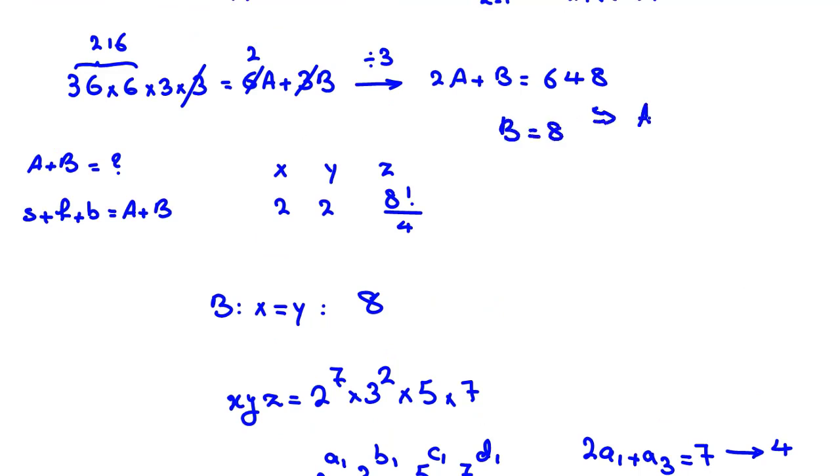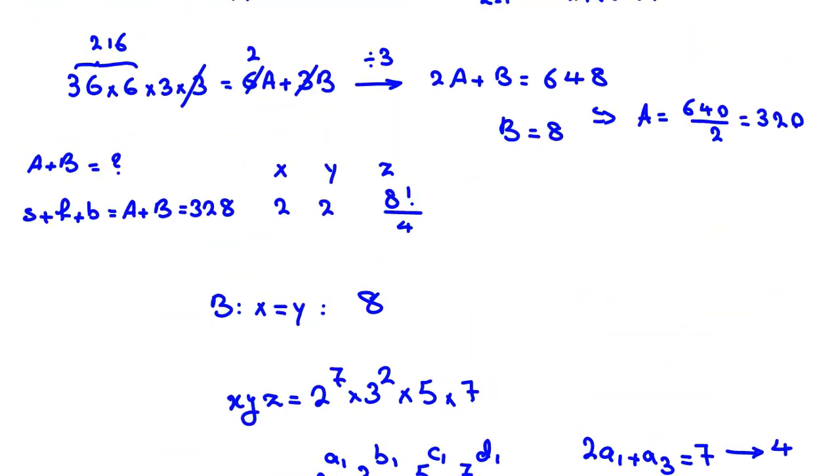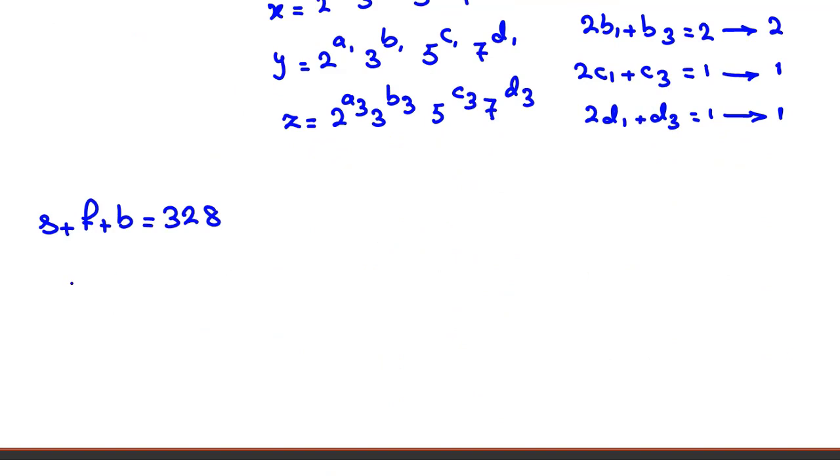So A is what? 648 minus 8, 640 over 2, which is 320, okay? So A plus B, 328, okay? So we found number of sticks plus number of flats plus number of boxes equal to 328, okay? Now let's calculate number of, for example, sticks. It will be what? 2 ones. 2 ones and 8 factorial, so 1 case.